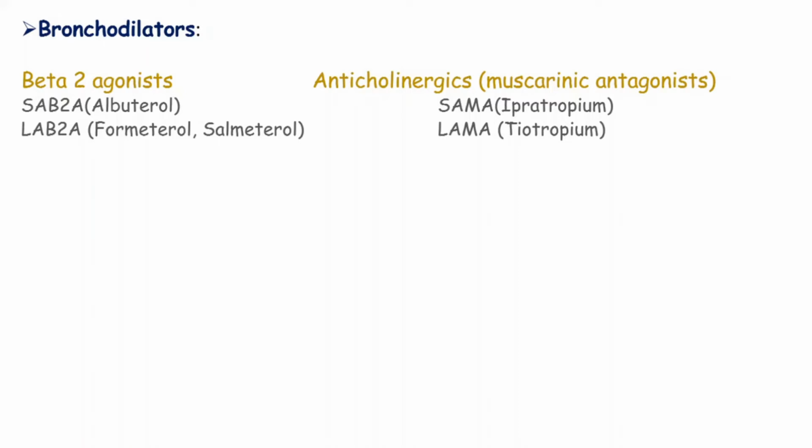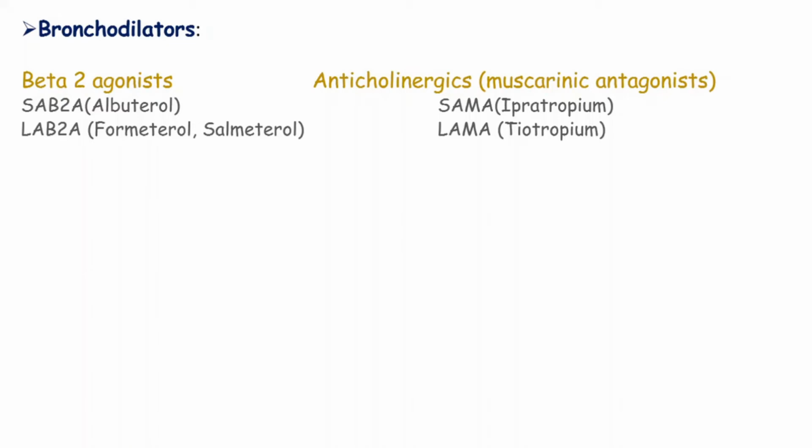They act on two different receptors. Beta-2 agonists act on beta-2 receptors, while anticholinergics act on M3 or muscarinic receptors. Though the mechanism of action is different in these two groups of medications, they act by preventing smooth muscle contraction, or they aid in smooth muscle relaxation, thus opening the bronchioles and holding the airways open.